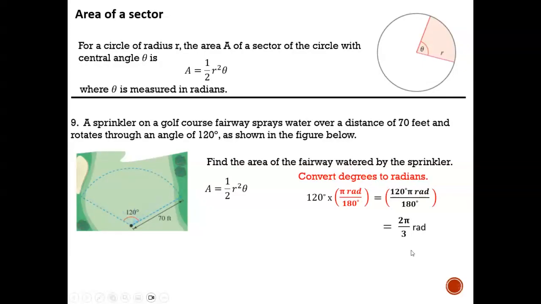Reduce that, 120 over 180, divide out any common factors, and it reduces to 2/3 pi. That's our radian value for this angle. Now I have everything I need to plug it into the formula.